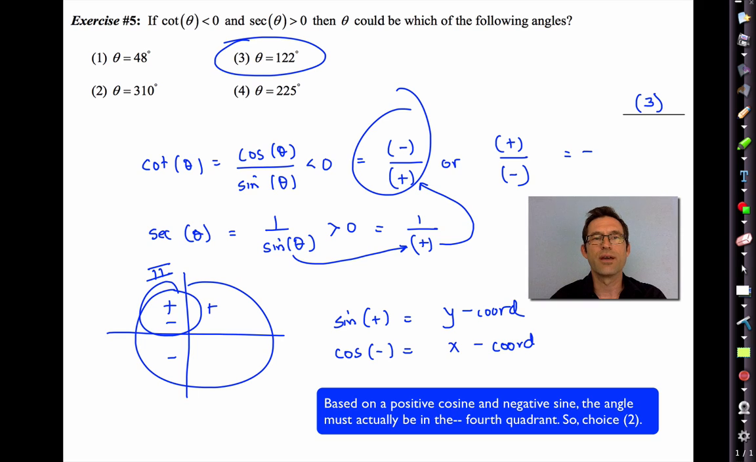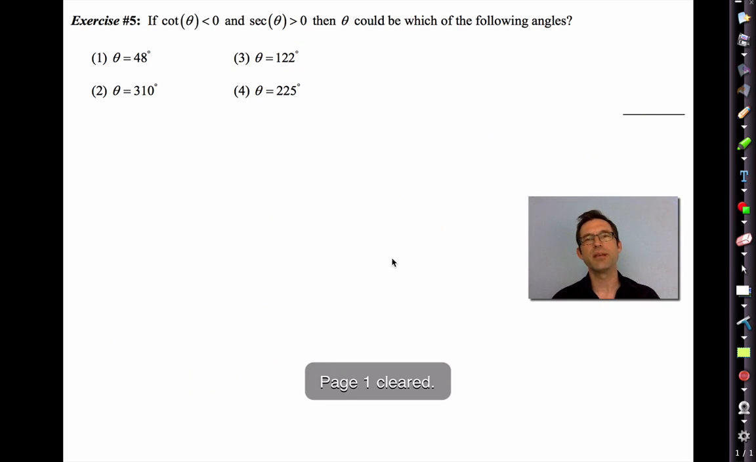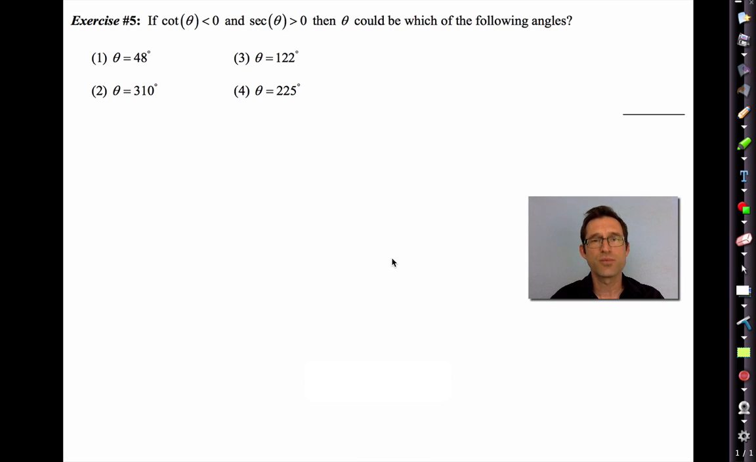Pause the video now, write down anything you need to. It's really kind of amazing how much of this work relies on your basic understanding of fractions and signed number division, right? You know, a positive divided by a positive is a positive, etc.